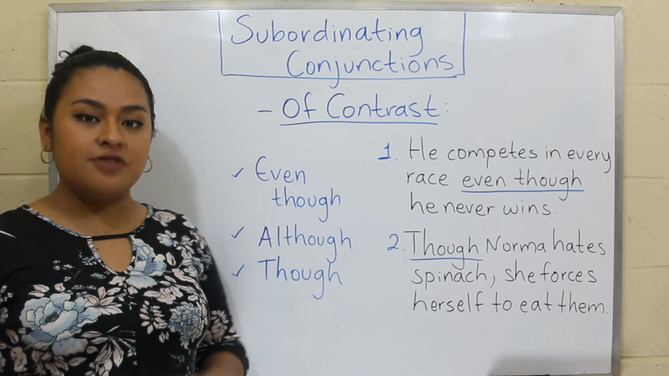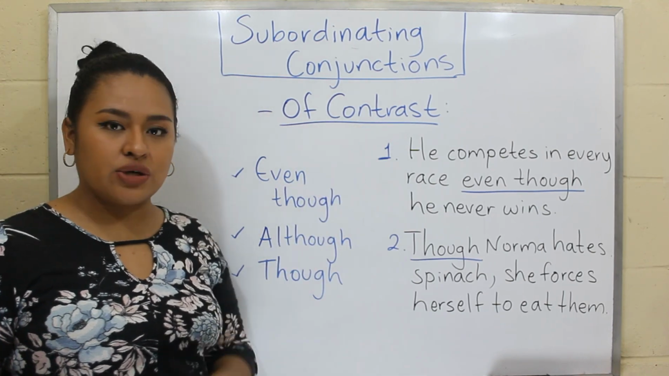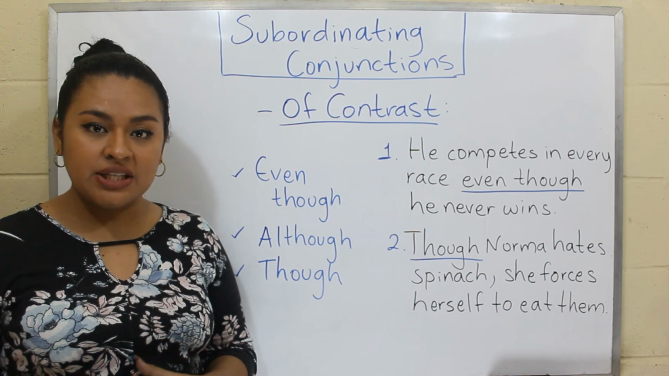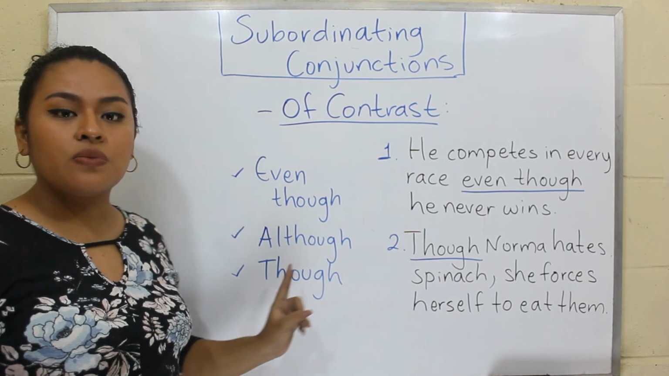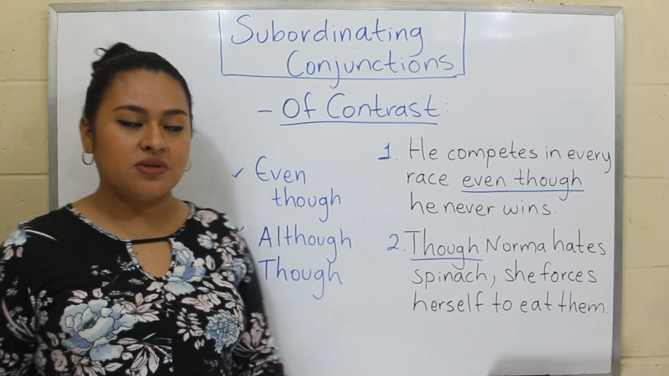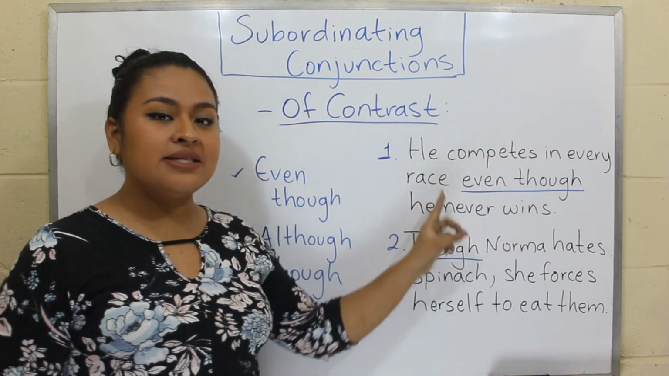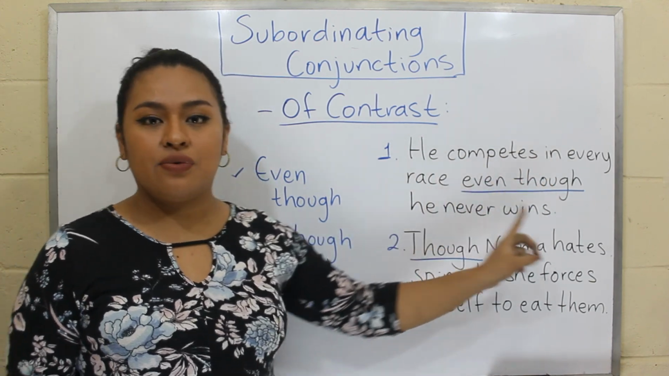The next type of these conjunctions is subordinating conjunctions of contrast. In here we use subordinators like even though, although, and though. So here we have two examples. The first one says, he competes in every race even though he never wins.